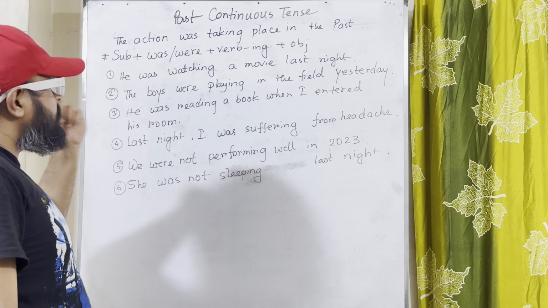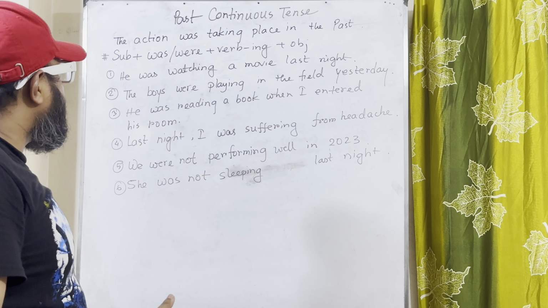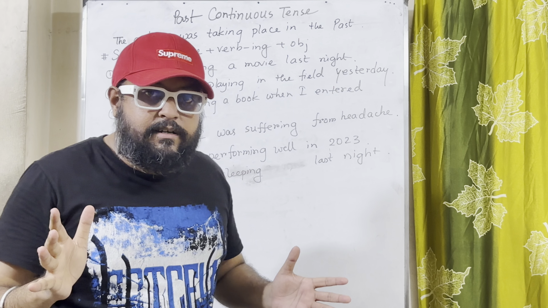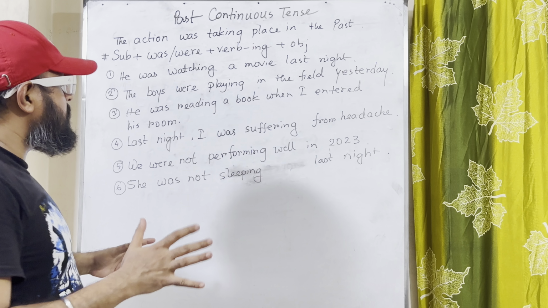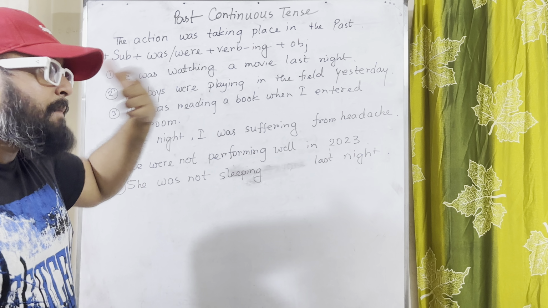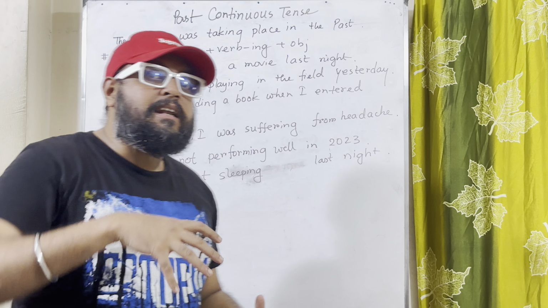Number three, it's a very interesting one: He was reading a book when I entered his room. Actually here, he was reading is the main part of the sentence. It's called a clause, but I'm not going to talk about clauses right now. So he was reading a book, and here I mentioned the time by using when I entered his room. It means that in the past time I entered his room, and at that very moment this person was reading a book. Very simple thing.